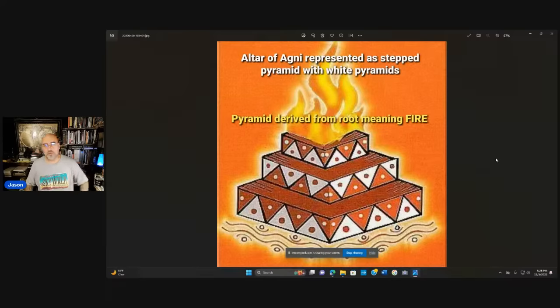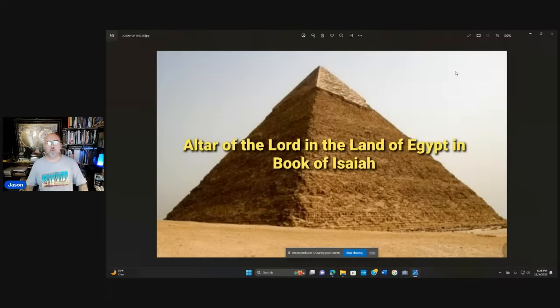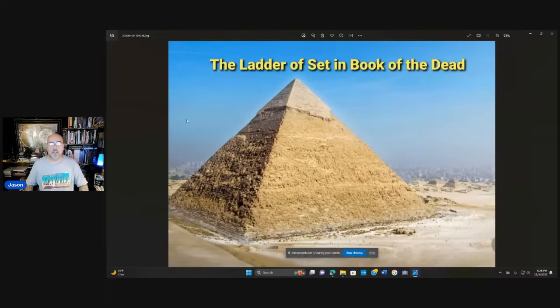Why is that important? Because I've shown you, and I'm going to show you again, that the Great Pyramid was also called an altar in the Bible. So, pyramid derived from an old root meaning fire. The Altar of Agni was a fire altar in the Hindu system. Altar of the Lord in the land of Egypt. This is the Book of Isaiah. I'm going to find a better reference than that. Here's the Ladder of Set in the Book of the Dead.